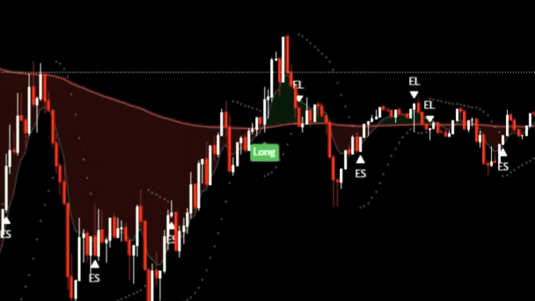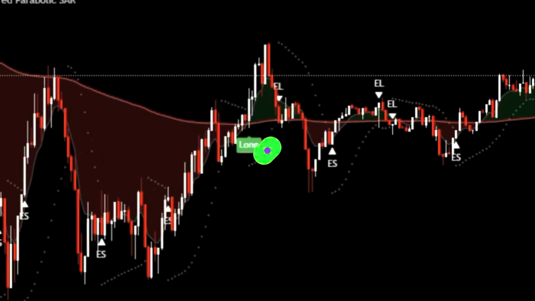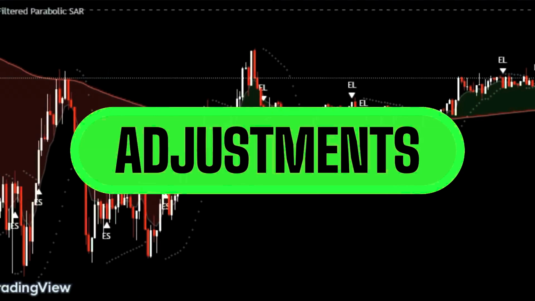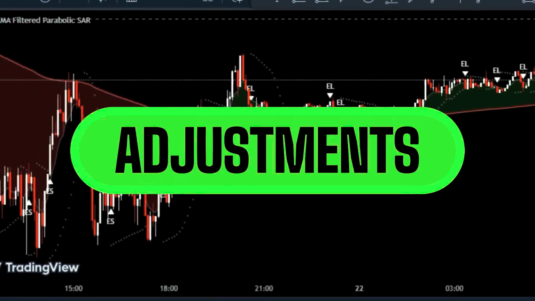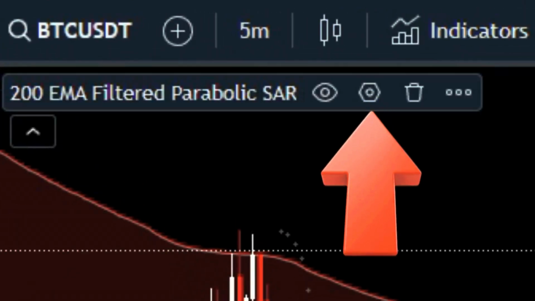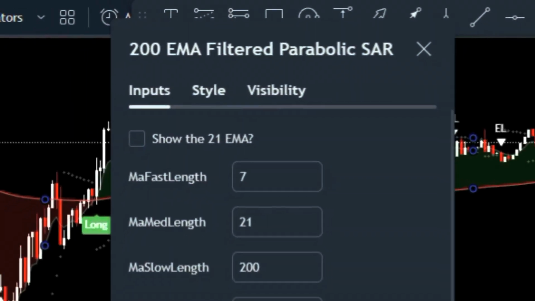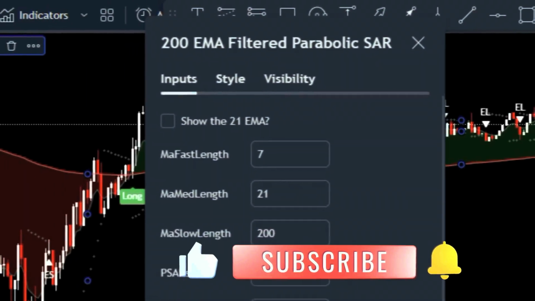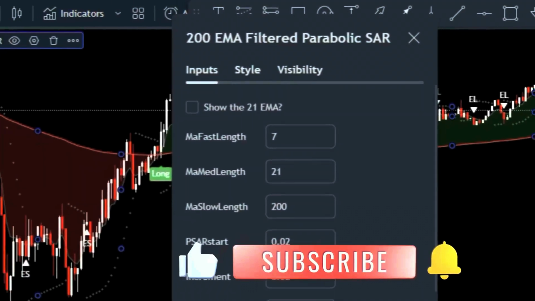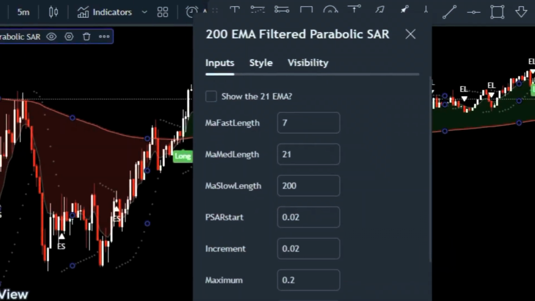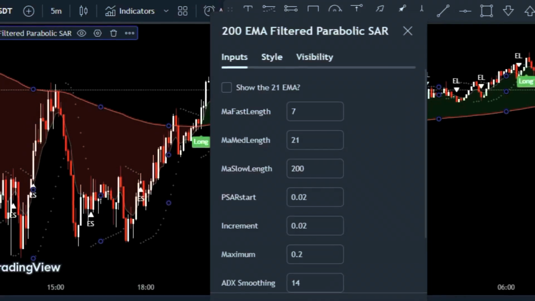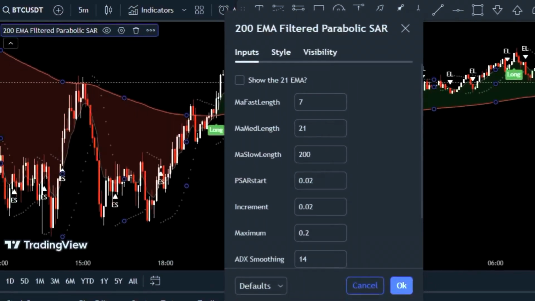But we're not done yet. Let's fine-tune those settings to match your trading style. Don't worry, it's super easy and I'll walk you through it step by step. To access the settings, just look for the little gear icon and give it a click. See it? Great. Now you see a bunch of options, but don't be overwhelmed. As you're tweaking the settings, don't hesitate to pause the video if you need more time. Take all the time you need to get comfortable with the process.